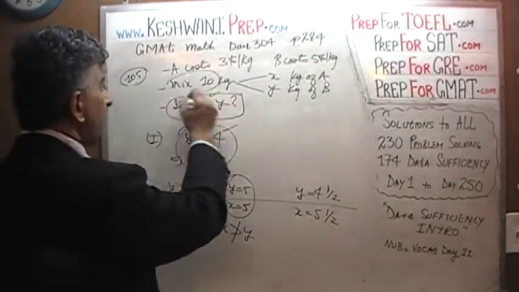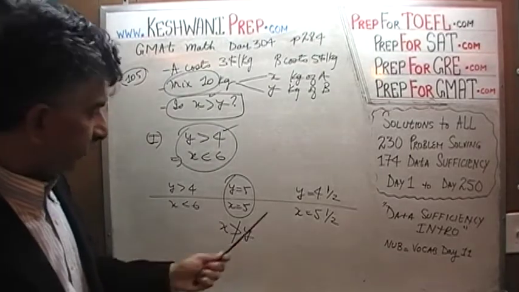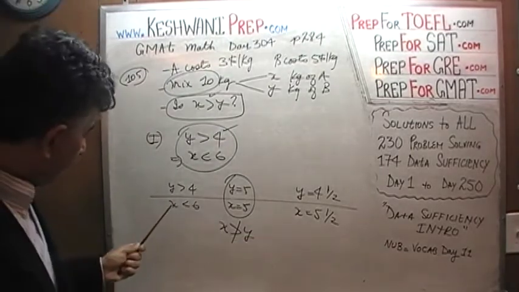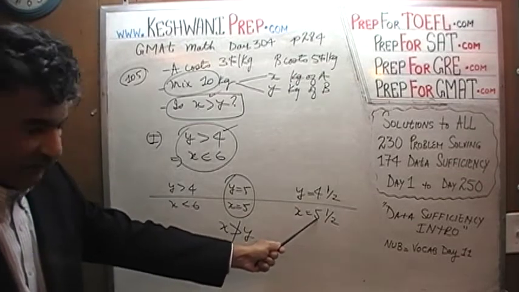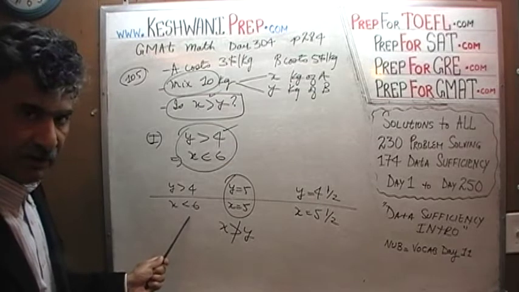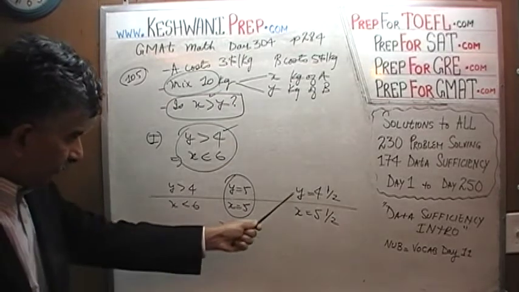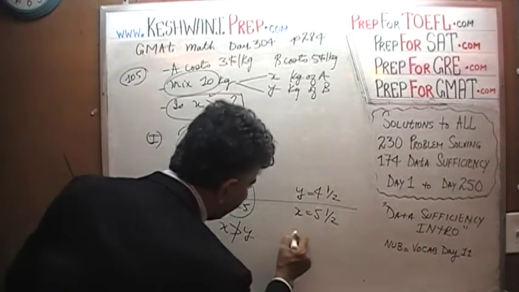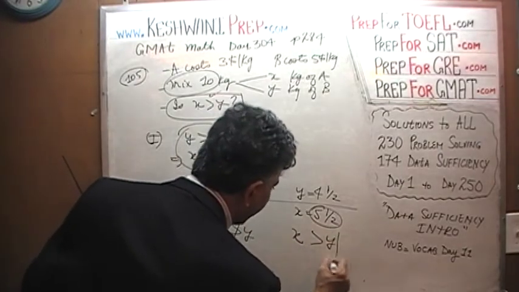The mixture is 10 kilograms, so they have to add up to 10. In this case, if x is exactly 5.5 kilos, then x is less than 6. We met that condition. And if y is 4.5, then y is more than 4. But here we can clearly see that x being 5.5 is indeed greater than y.